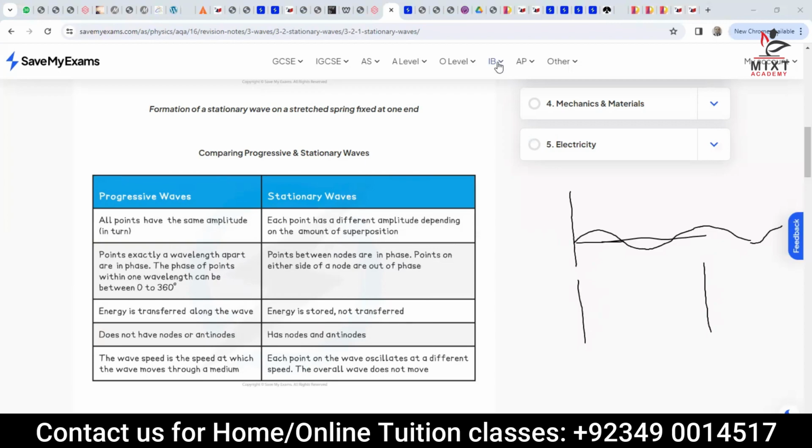For example, if this is your string, the wave goes to the end point and then reflects back, technically. So it's forming a loop. It's not a proper wave. A wave has to travel through the medium. It's traveling, but it's reflecting back. Previously, we didn't see any wave reflecting back. But here, the wave is reflecting back.